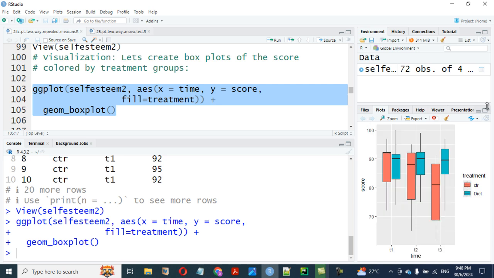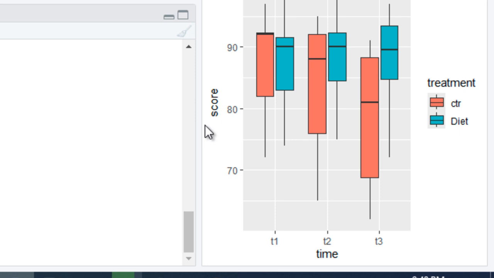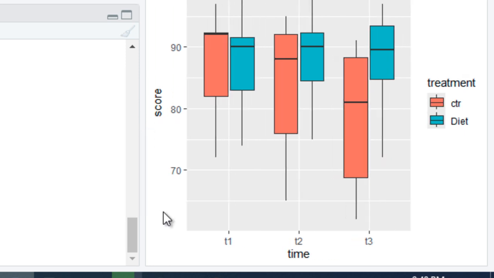You can see now we have score here, we have time here, right? So we have treatment. This color is for treatment. Which one is for diet?